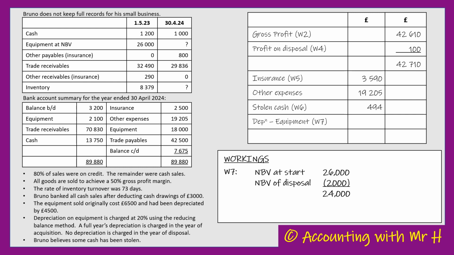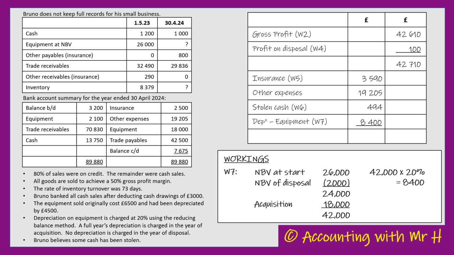But he also purchased some equipment. And I can see that in the bank account, the third item on the credit, he has spent £18,000 buying some new equipment. And his policy is to do a full year's depreciation in the year of acquisition. So I need to add that on then. And that gives me a total of £42,000. And he does 20%. So 20% of 42,000, £8,400. And there is his depreciation figure.